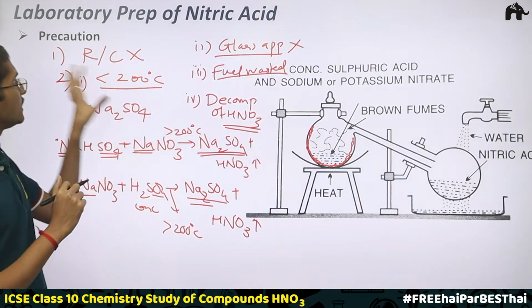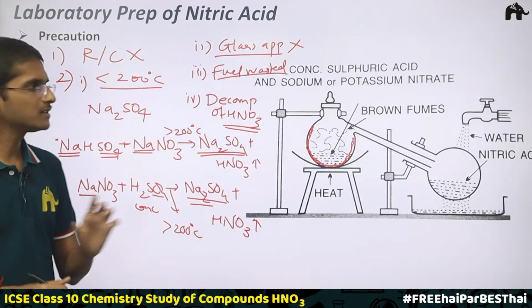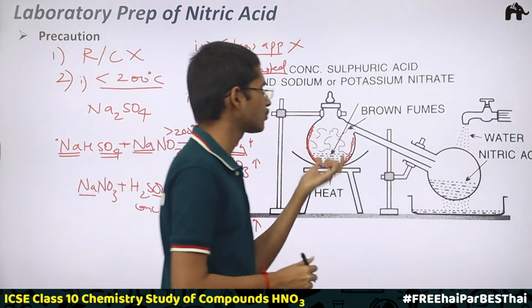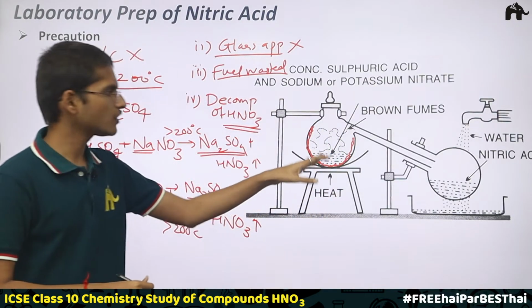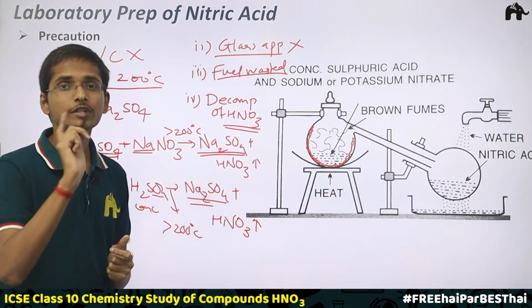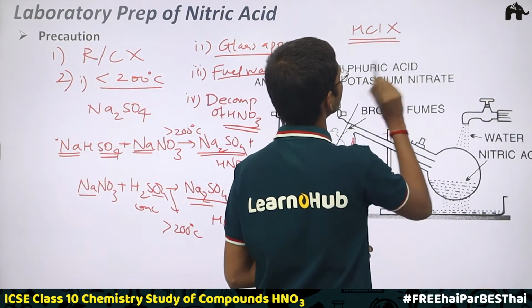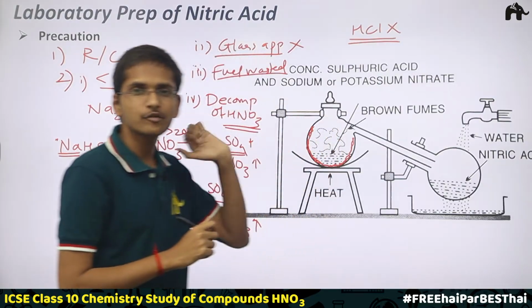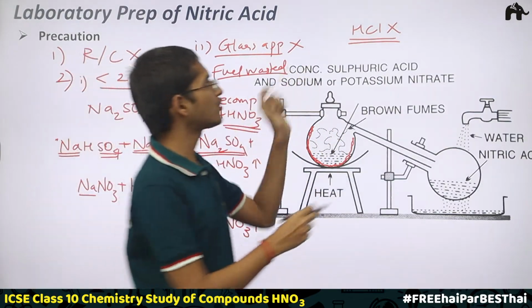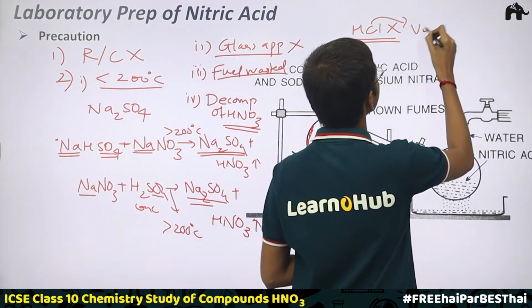One more interesting precaution which you need to take is, why we are not using hydrochloric acid. Here we are using concentrated sulfuric acid, right? So you need to take this precaution that never to use hydrochloric acid. We have to only use concentrated sulfuric acid. Why is this so? Because our hydrochloric acid is volatile.